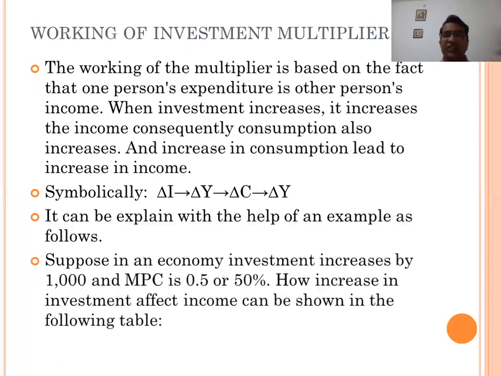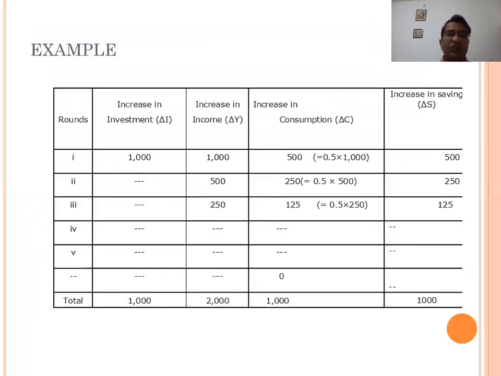Suppose in an economy investment increased by 100, meaning the initial investment is 100 crore, delta I. Then MPC is 0.5, or the marginal propensity to consume is 0.5. It means 50% we spend and 50% we save. How the increase in investment affects income can be shown with the following table. The total income increase we can directly calculate from the formula K is equal to 1 upon 1 minus MPC. The total income increases up to 2000, the consumption is 1000, and saving is 1000.